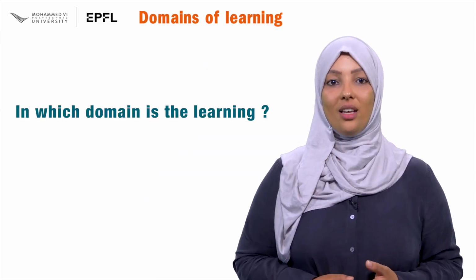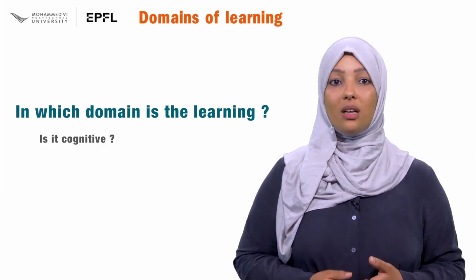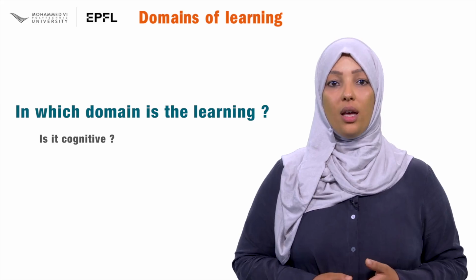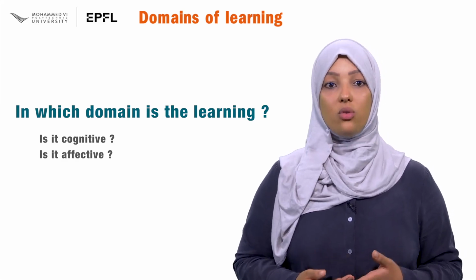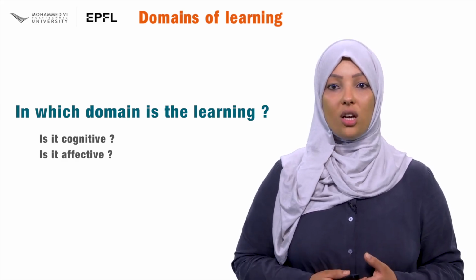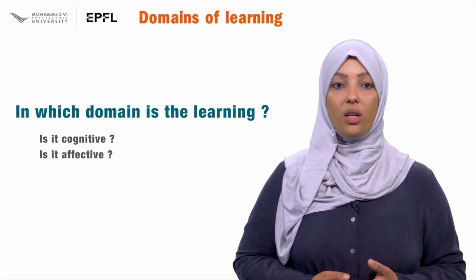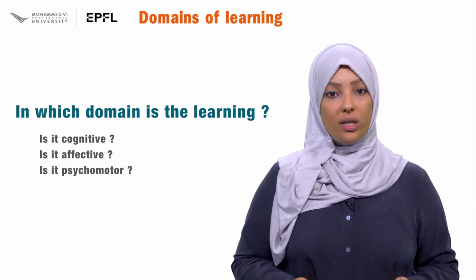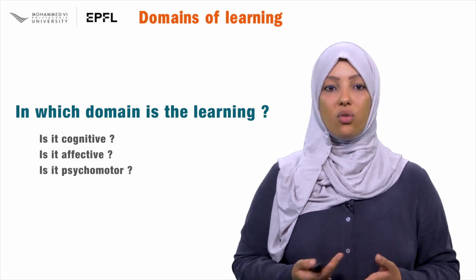So, to define your learning objectives precisely, you must ask yourself two questions. In which domain is the learning? It is cognitive, which is basically knowledge, for instance, knowing the highway code. It is affective, which is related to values and attitude, such as prioritizing safety when driving, or it is psychomotor, in other words, skills, for instance, the actions involved in driving a car.